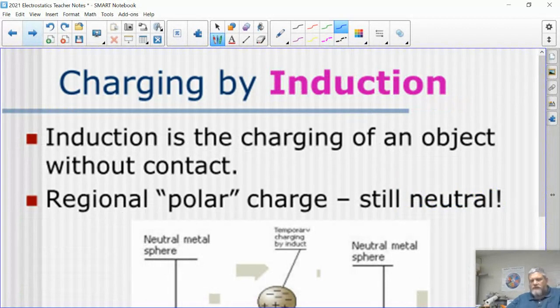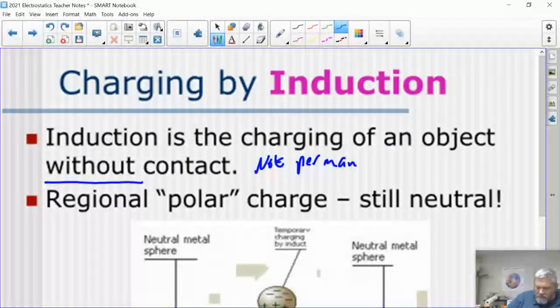The next one is charging by induction. You're essentially inducing a charge. You're charging an object without contact. This is not permanent. Things do not stay charged after that.